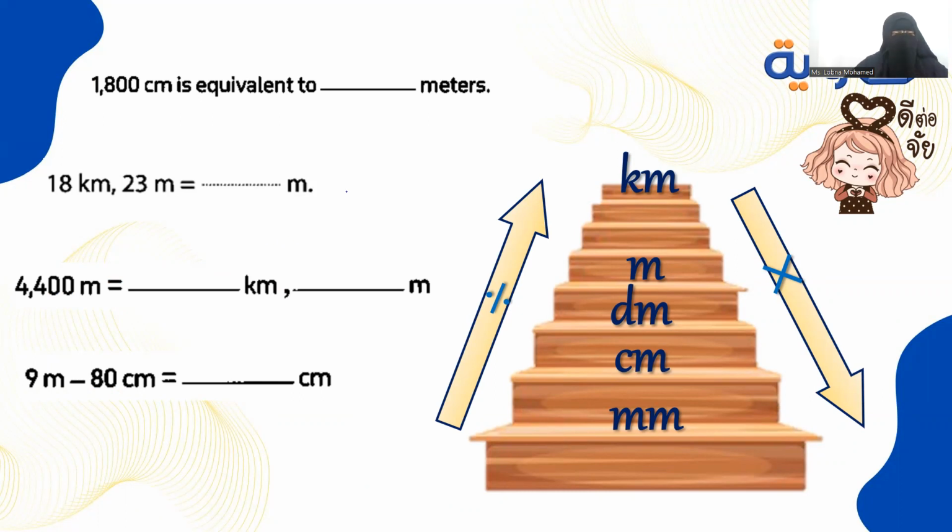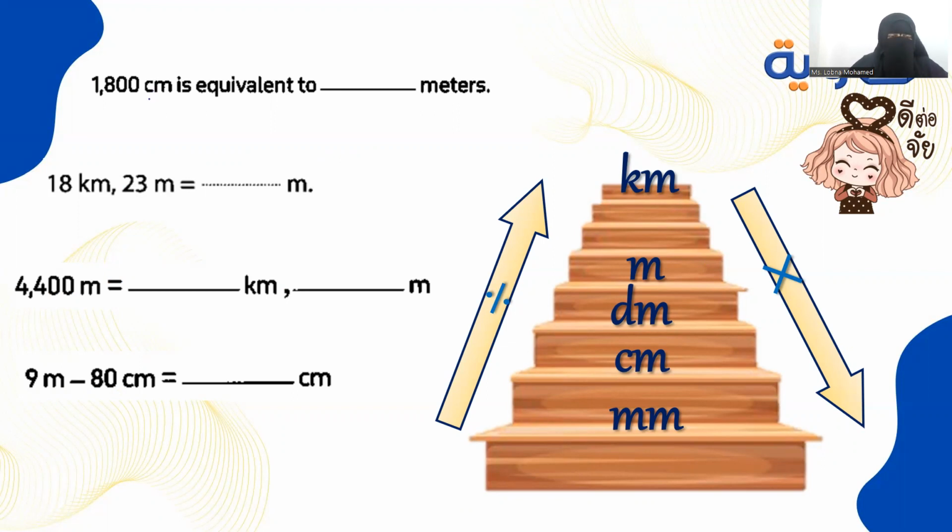Now let's play with these stairs to solve our question. He said to you now, 1,800 centimeters. It's equivalent to how many meters? How can we solve this question? You have to know something. If you go up the stairs, you have to lose zeros. What about if you go down from big unit to small unit? You have to gain zeros.